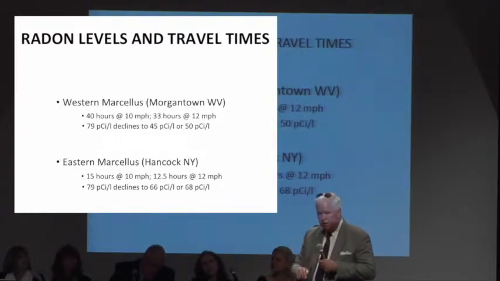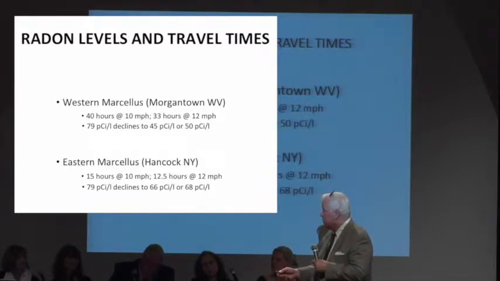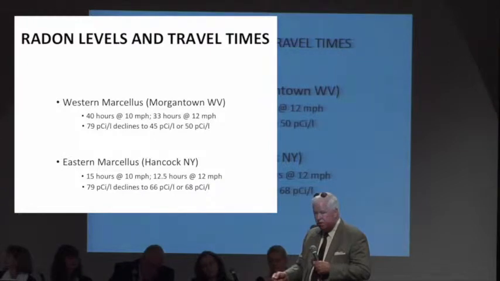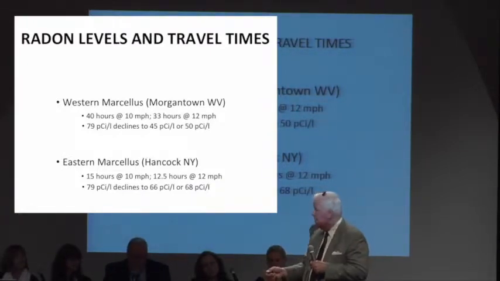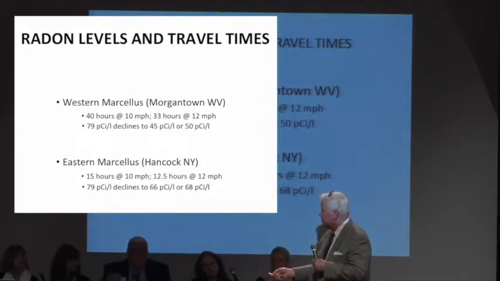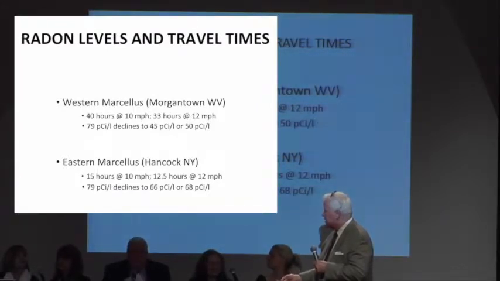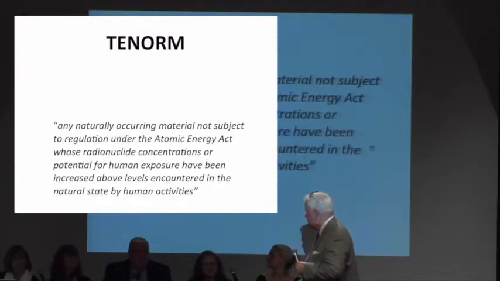The longer that takes to get to you, the more decay will occur. Unfortunately, what happens is now instead of the 5 to 6 or 7 days it takes to get from the Gulf Coast to here, it's going to take a matter of hours to get from Western Pennsylvania, I used Morgantown as an example, or from Hancock, New York, that's my eastern example. And you can see that the decline from the maximum levels that USGS found is not that terribly significant. Next slide.